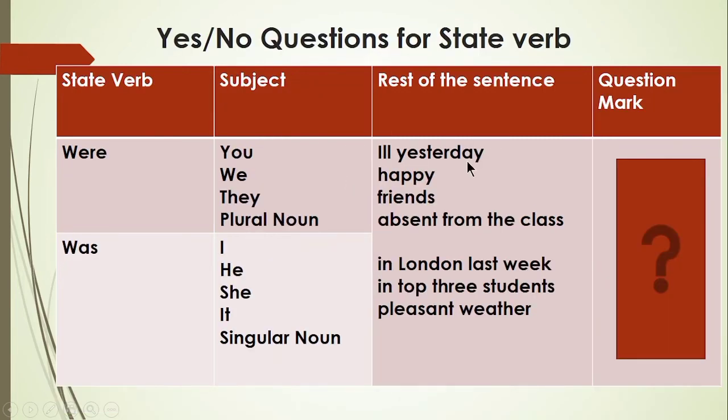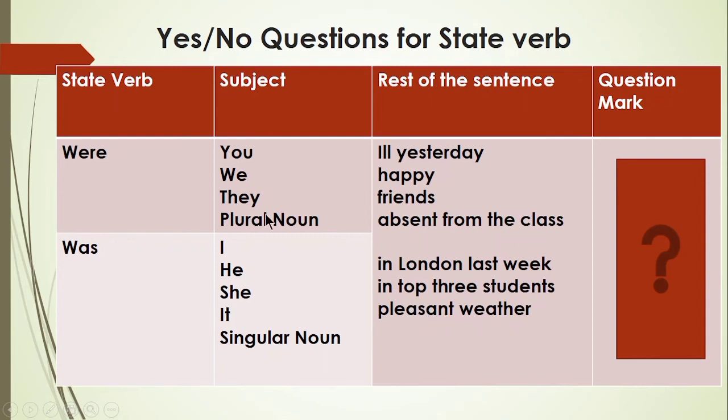Okay, now how to make yes/no questions for state or existence. So we bring was and were to the start of the sentence, then the subject, then the rest of the sentence, and finally a question mark. For example, were you ill yesterday? Were we happy? Were they friends? Or were they absent from the class? Was I in London last week? Or was he in top 3 students? Or was it pleasant weather?